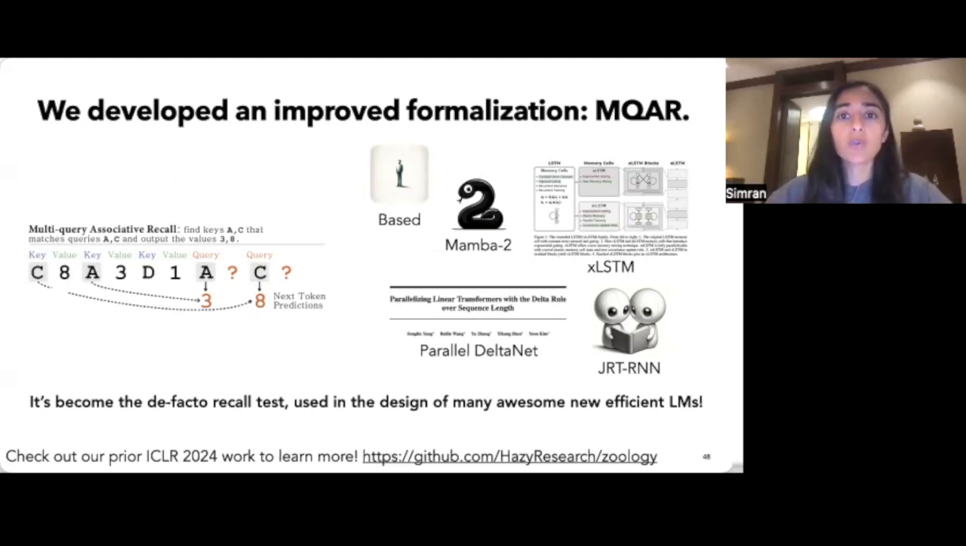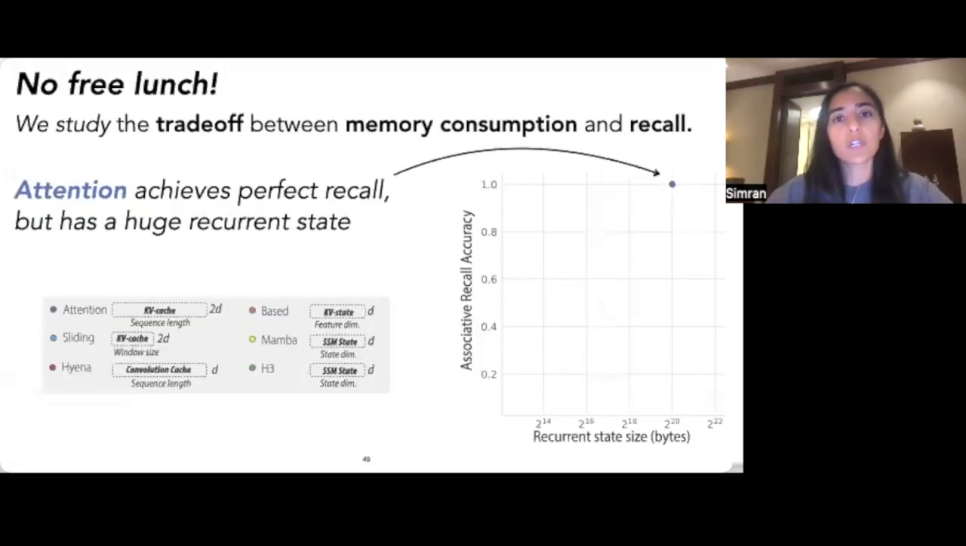We show that model quality on MQAR actually correlates with the downstream trends that Sabri showed. We've been very excited to see MQAR become the de facto recall test and help people design new architectures like the ones shown here on the slide. In this work, we trained a broad range of models on the MQAR synthetic and used this to explain the gaps that Sabri showed. We plot the total inference state size on the x-axis and the associative recall accuracy as a measure of quality on the y-axis. First, we find attention solves MQAR perfectly, but has a large state size from the KV cache.